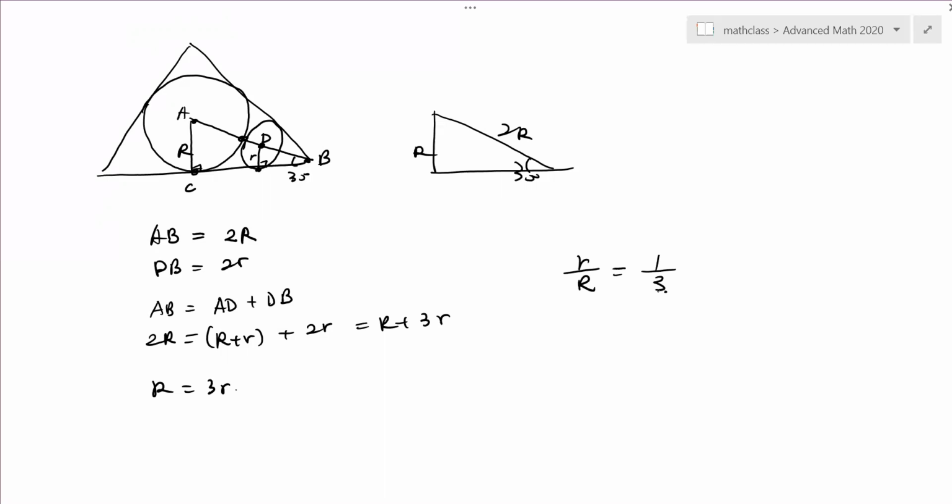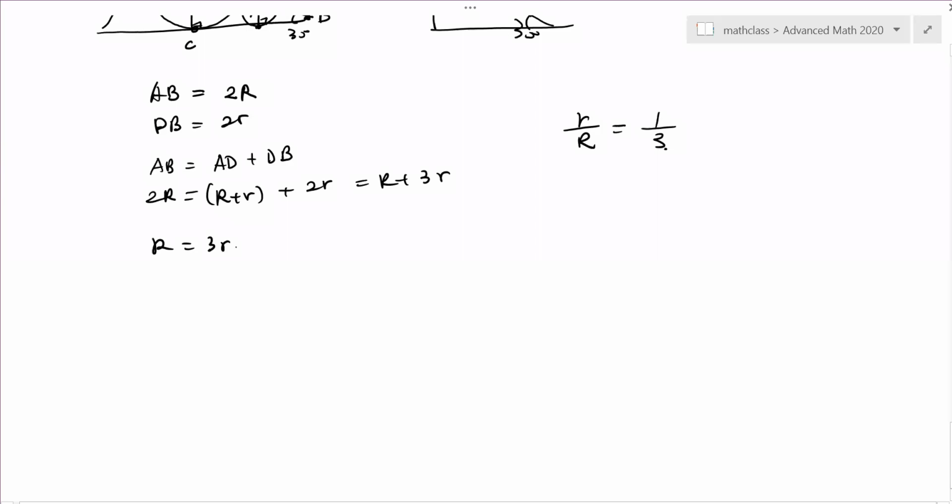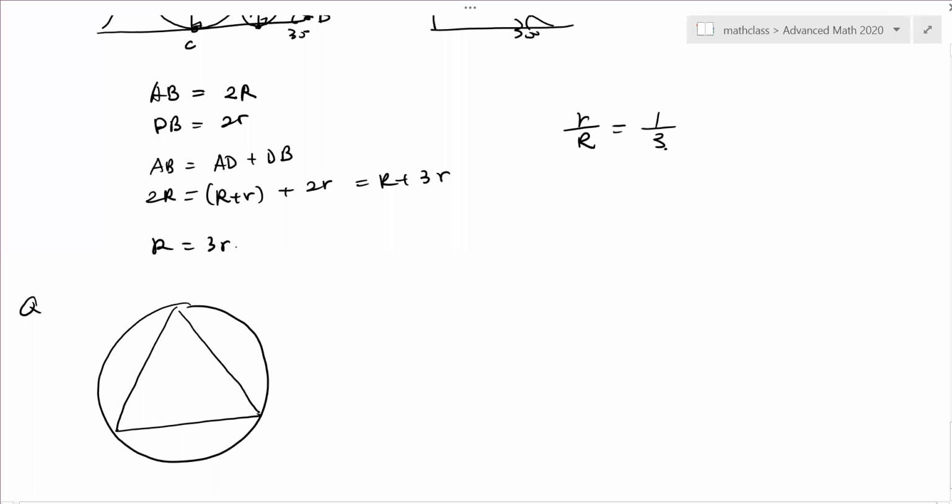I wanted to work out the next problem. The next problem is as follows. You have a circle, then there's an inscribed equilateral triangle. Then you have another circle inscribed. Then you have another equilateral triangle inside. Then another circle inscribed. Just keep it going like this.